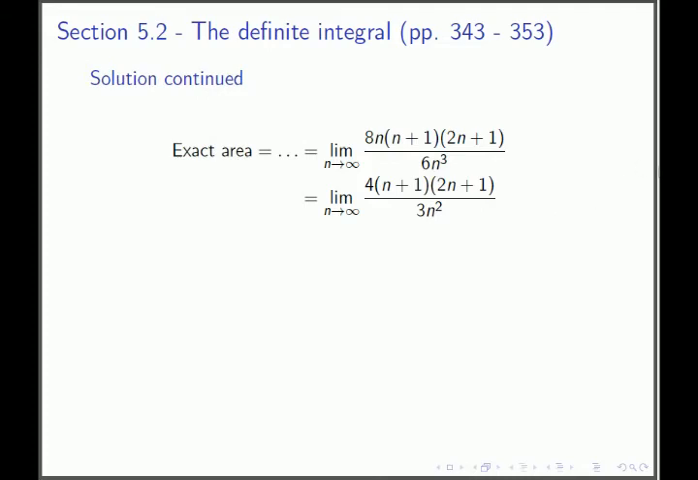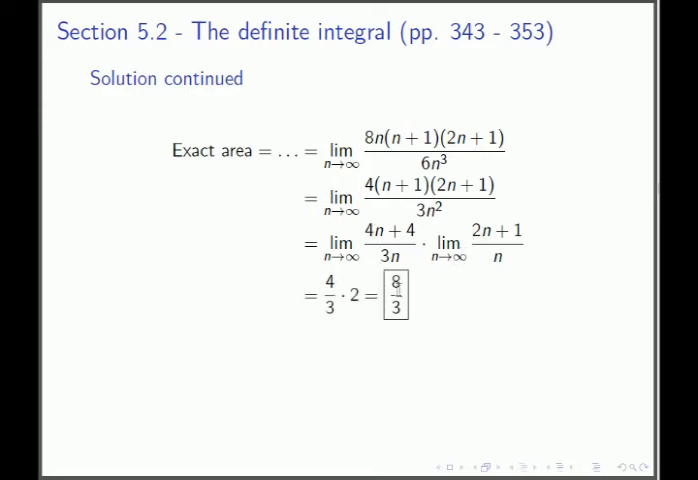And I notice that I can split this up as follows. I'm doing this just so that I can easily compute this limit. The degree of the top and the bottom is the same in both cases, and so it's just leading coefficient divided by leading coefficient in either case. So that's 4/3 times 2, which is 8/3, which is the exact area of the region we were looking for.